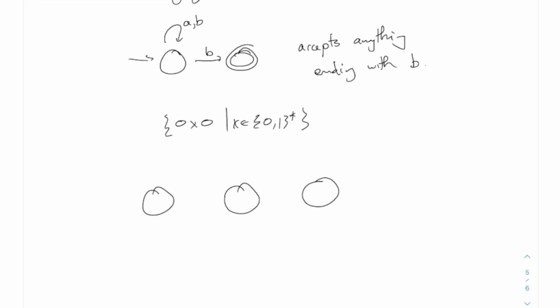Anybody got an idea? Yeah? You just have an outgoing arrow, so the 0 going to the middle. Yep. And then anything, like 0 or 1, looping back, and then a 0 going to the last one. Yeah, perfect. And this is accepting.